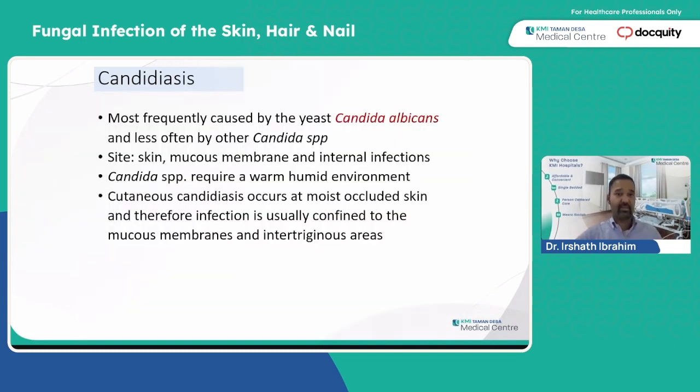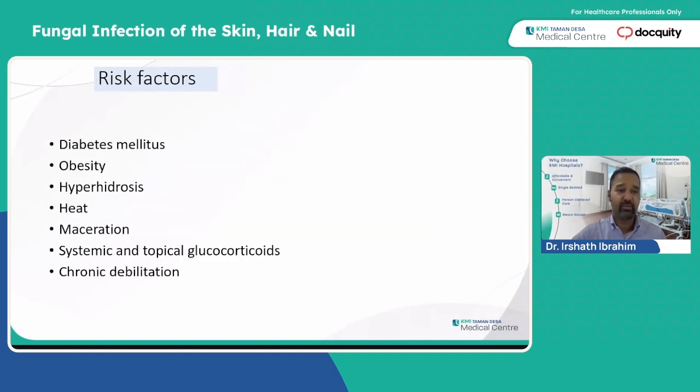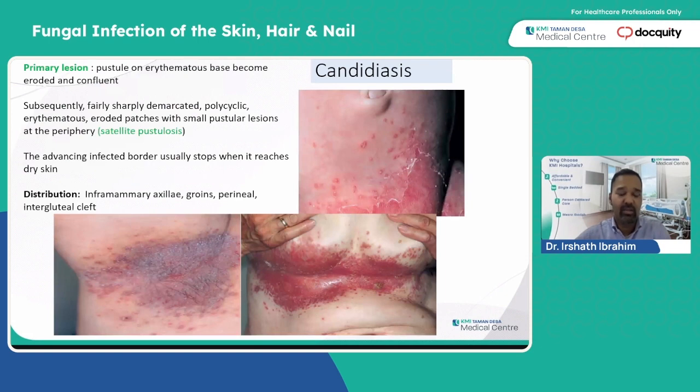Candidiasis: the typical organism is Candida albicans, and the typical sites are skin and mucous membrane. Cutaneous candidiasis occurs in moist, occluded skin areas. These are the risk factors: diabetes, obesity, hyperhidrosis, heat, maceration, systemic steroids, chronic debilitation. And these are the typical sites, usually the flexural sites. So you get erythema with pustules, these satellite pustules. The advancing infected border usually stops when it reaches the dry skin. So inframammary, axilla, groin, perineum, and intergluteal cleft are the common areas.